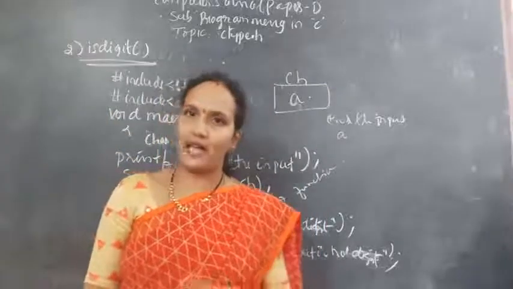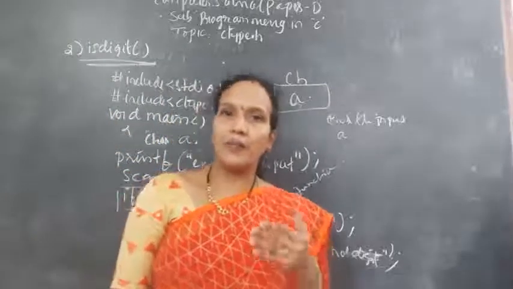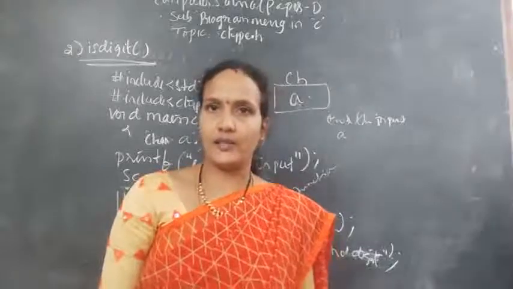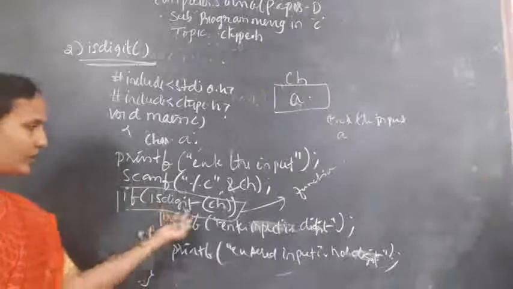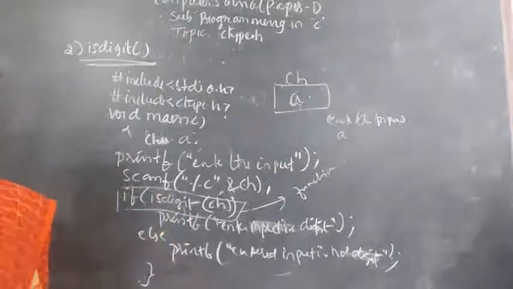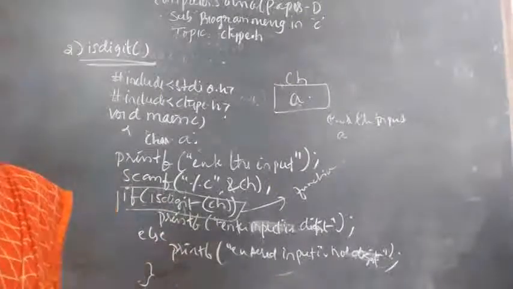The first one is isalpha: whether the given input is an alphabet or not. The implementation is the same. You just need to change the function. And what's the next function?